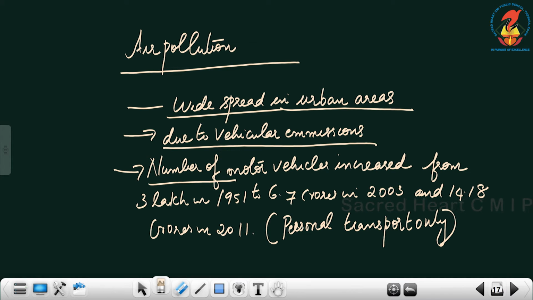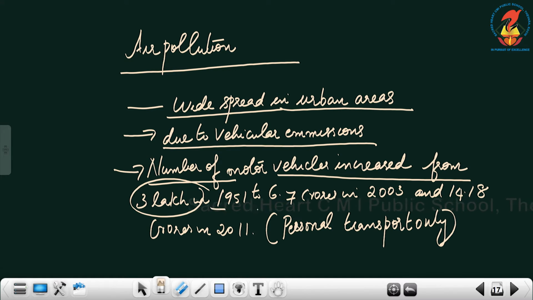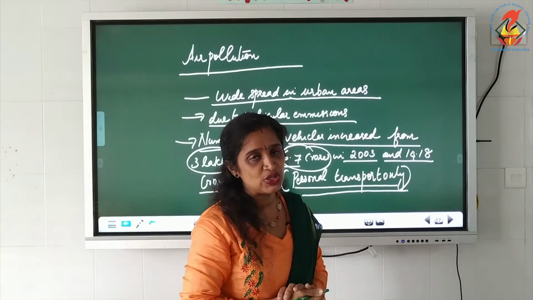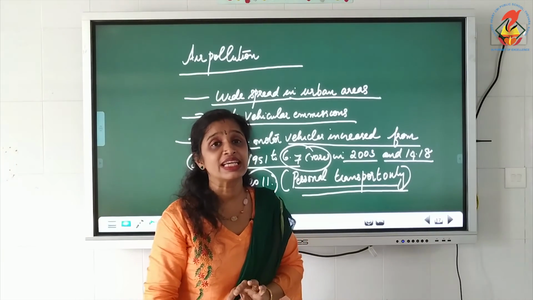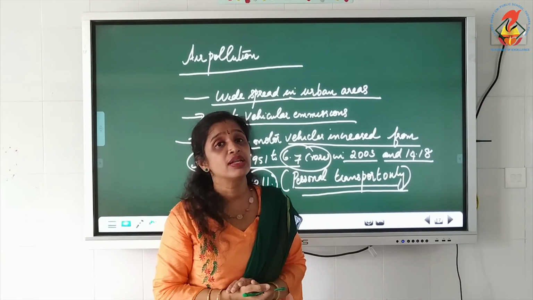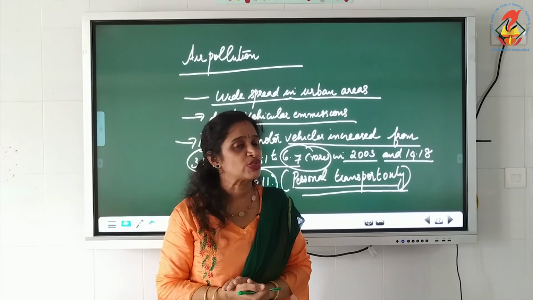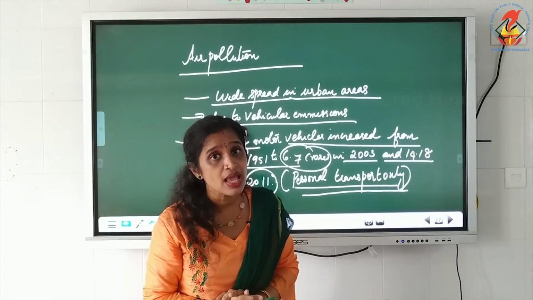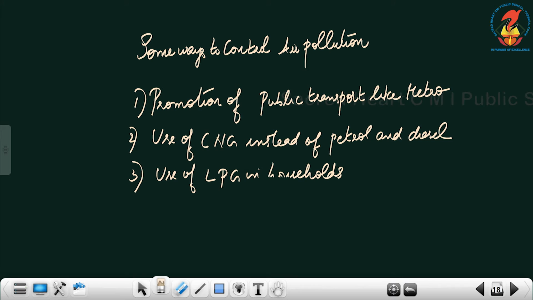Now, you know the number of motor vehicles has increased from 3 lakh in 1951 to 6.7 crores in 2003 and 14.18 crores in 2011. And this is with regard to personal transport only. So, you can find the number of vehicles increasing and the amount of vehicular emissions increasing day by day. So, air pollution is a serious issue. It is a major threat to India's environment, air pollution.